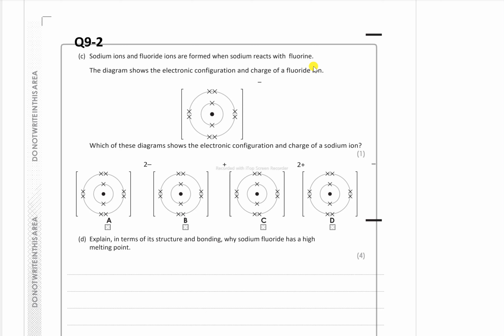Sodium ions and fluoride ions are formed when sodium reacts with fluorine. Sodium is a metal, fluorine is a non-metal. Metal plus a non-metal equals what sort of compound? There you go. Alright, this is a fluoride ion. It's gained this electron, so it's got an overall charge of minus. Right, sodium ion.